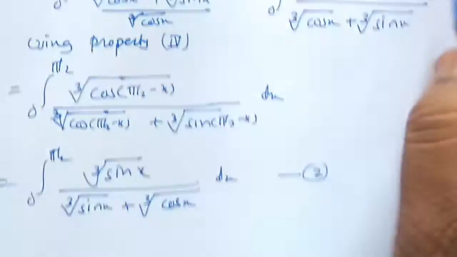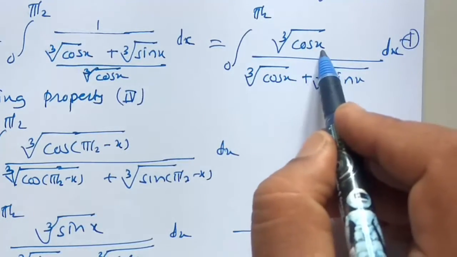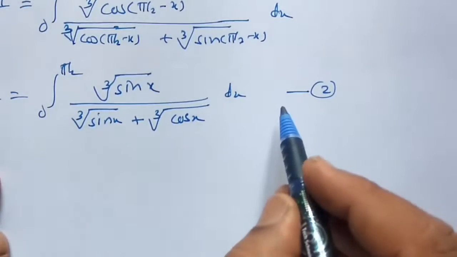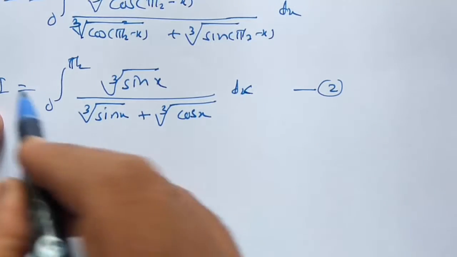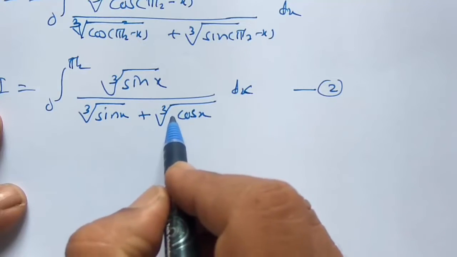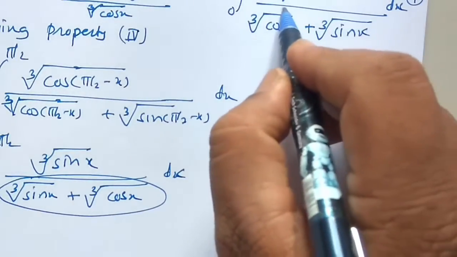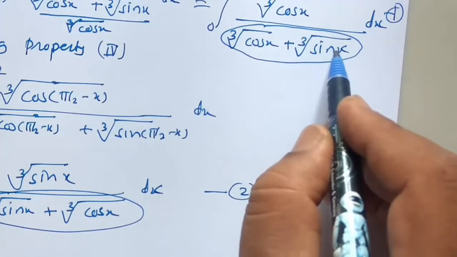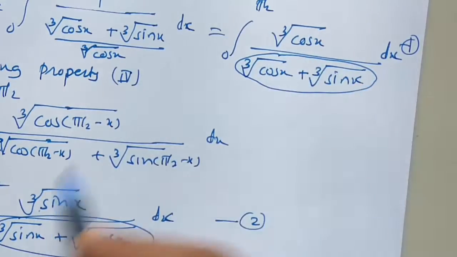So in equation 1, I is the integral from 0 to pi by 2 of cube root of cos x upon cube root of cos x plus cube root of sin x. Now in equation 2, it is the integral from 0 to pi by 2 of cube root of sin x upon cube root of sin x plus cube root of cos x. So in both equations, the denominator is the same, cube root of cos x plus cube root of sin x, and the only difference is in the numerator.